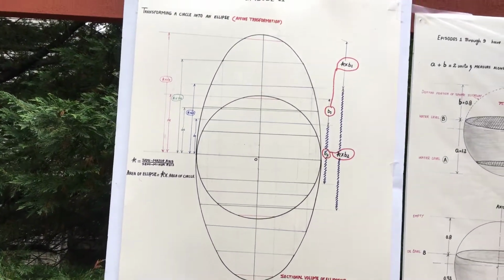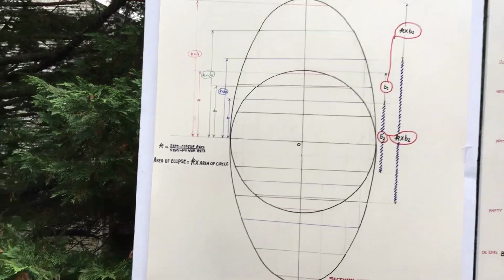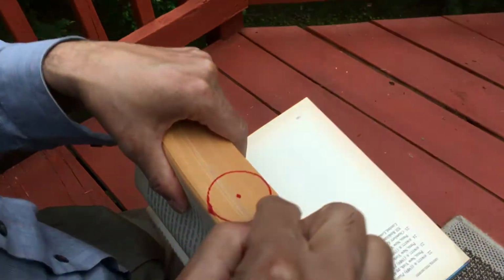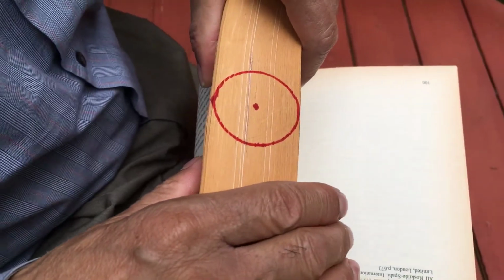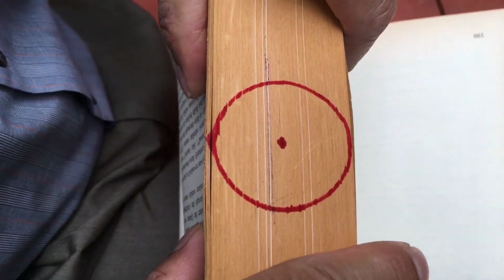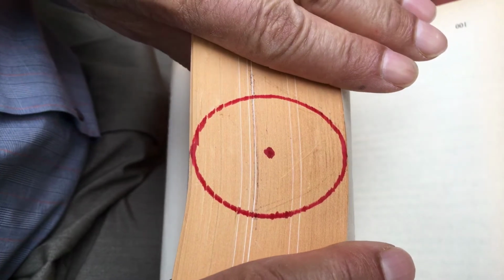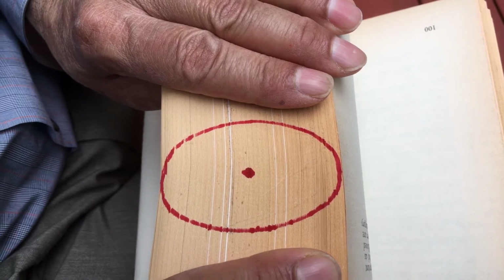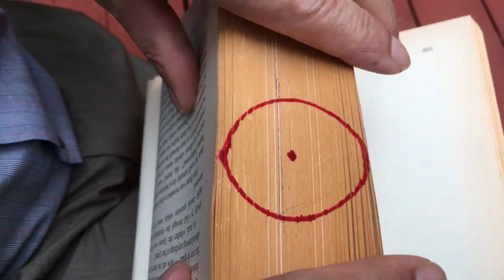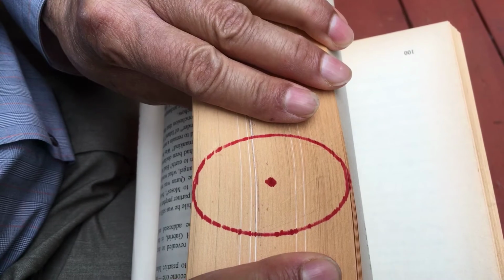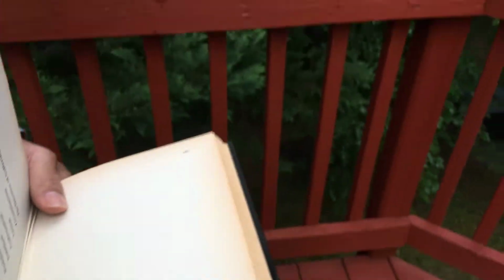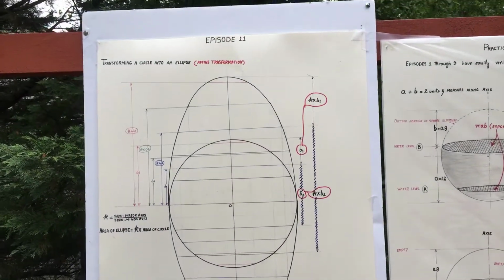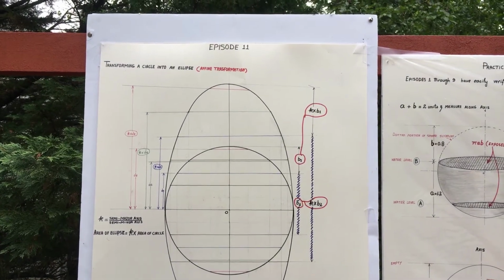Take a thick book, and hold the book like this, and draw a circle on the side of the book like this one. And now I can transform this circle into an ellipse. This is how the circle is transformed into an ellipse. This is the transformation into an ellipse, and I can show you practically what happened during this transformation.